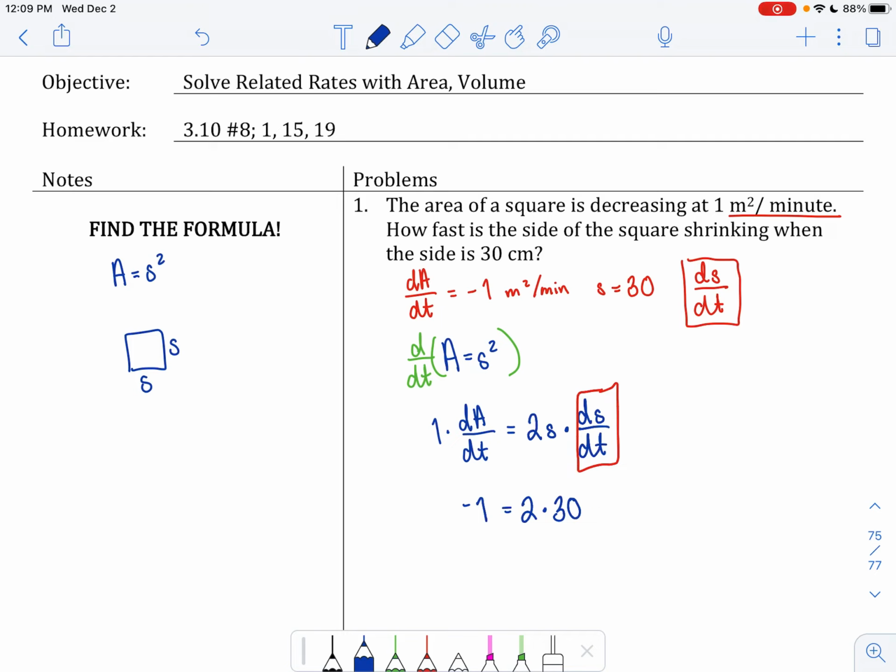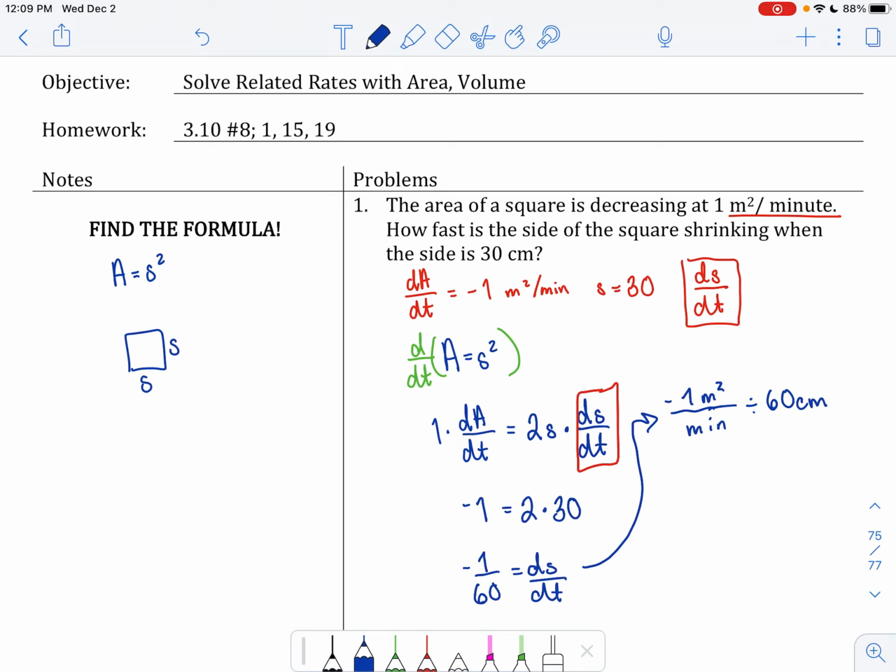whoops, I've made a common mistake. So what we're going to end up with is that the rate the side is shrinking is -1/60 ds/dt. But if you put this down, you would not be correct, and this is why it's really important to think about units. So what this is, it's -1 meters squared per minute, divided by 60, which is measuring side length, so it's 60 centimeters.